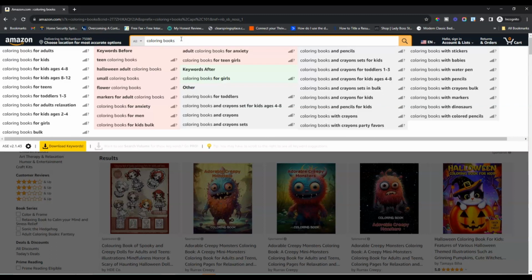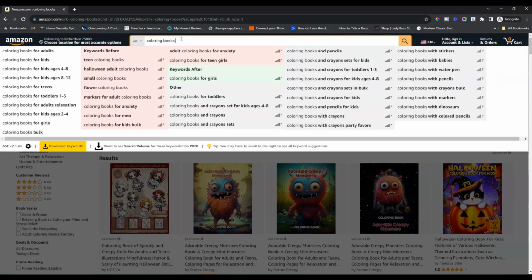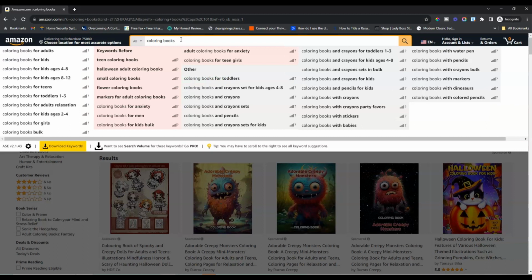So when you get over into coloring books, that's the book that you want to create. You just want to do a space. And what's going to happen is AMZ Suggestion Expander is going to start showing you some other niches that people are looking for, and some niches that you can maybe look into targeting. So as you can see, we have coloring books for adults. That is someone that you can target. So if you wanted to maybe go after that, you would write that down. Coloring books for kids, you can potentially write that down.